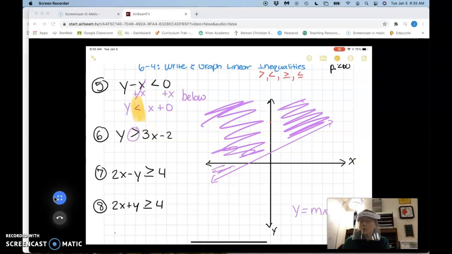So this one is below because it's less than, and then we had to tell whether the line was included in the solution. So again, if you just have a greater than or less than sign, like these two, your line is not included.